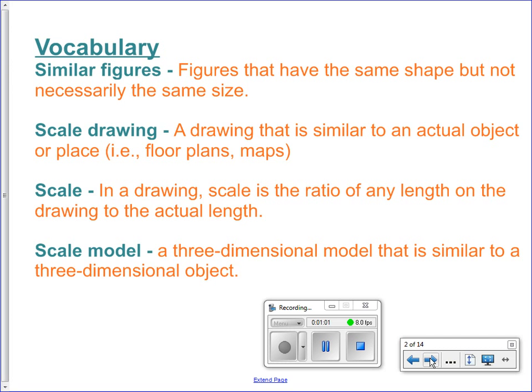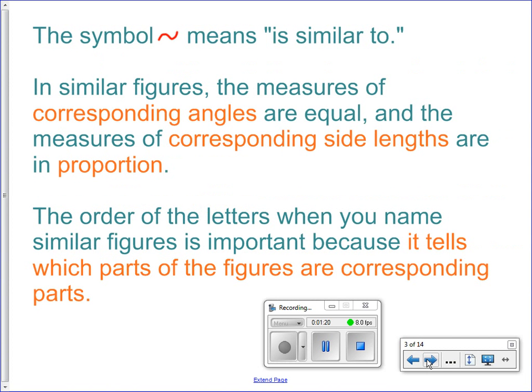Scale. In a drawing, scale is the ratio of any length on the drawing to the actual length. And scale model is a three-dimensional model that is similar to a three-dimensional object. The symbol, and here you see it, one squiggly line, means is similar to. In similar figures, the measures of corresponding angles are equal, and the measures of corresponding side lengths are in proportion.